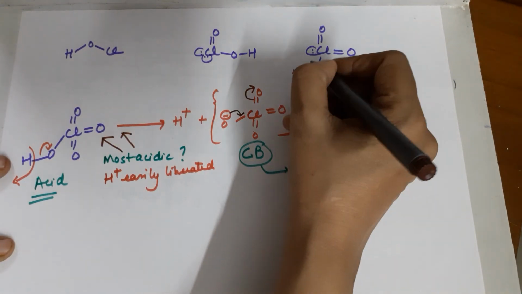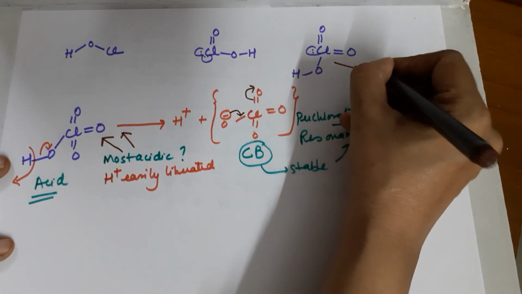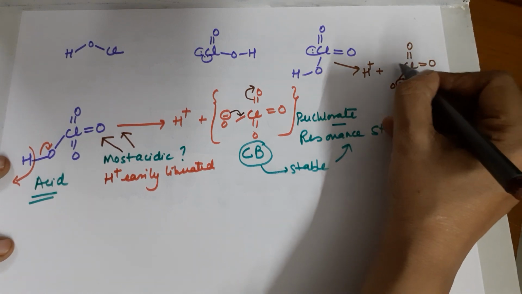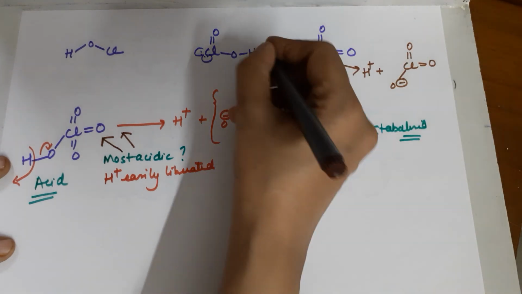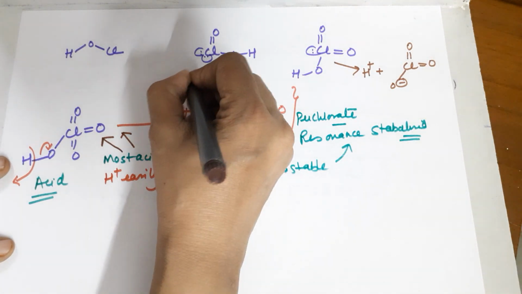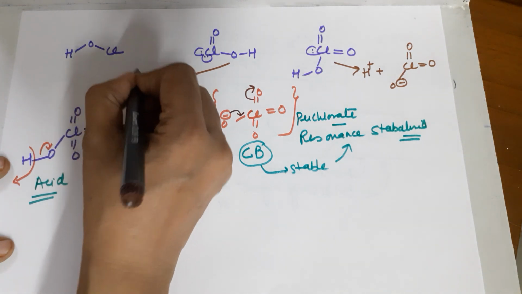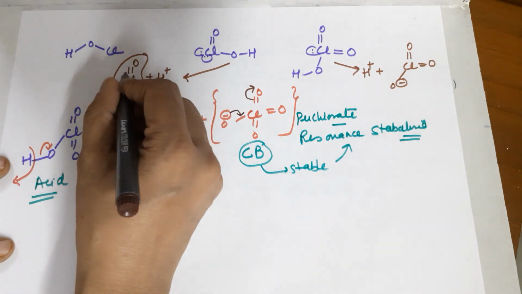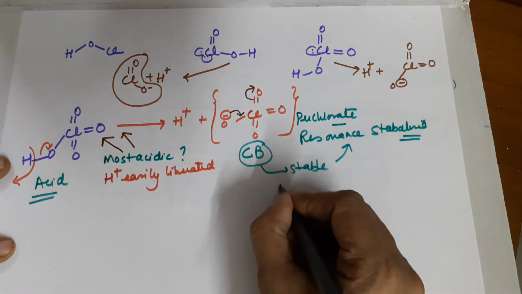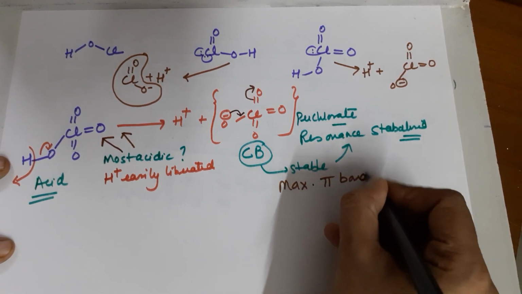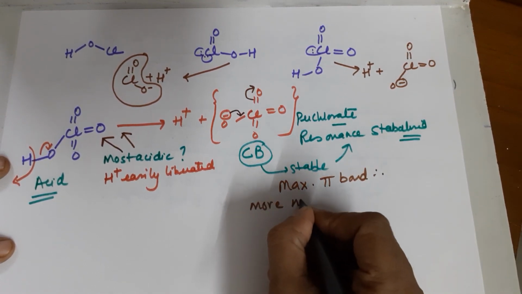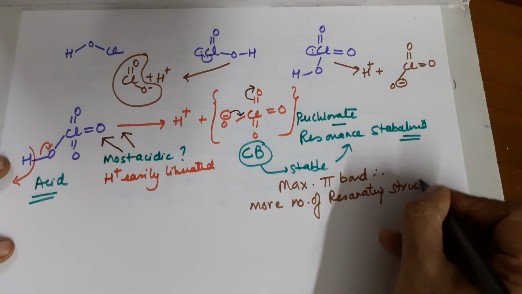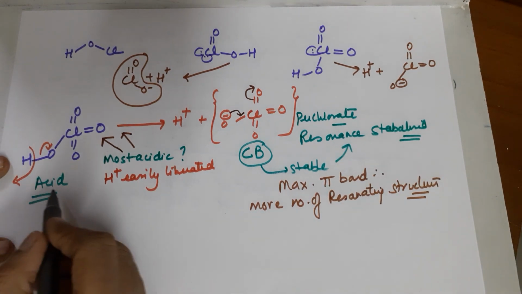Hence on the basis of this, if the H positive is lost in this case, what am I left with? I would be left with only this kind of ion. The resonating structures would be less in number because of 3 oxygens. If this loses a proton, what am I left with? A Cl, double bond O and an O minus. Now this ion again would be less resonance stabilized because of only 1 pi bond. This has maximum pi bonds, therefore more number of resonating structures, therefore more stable. Hence this becomes most acidic.